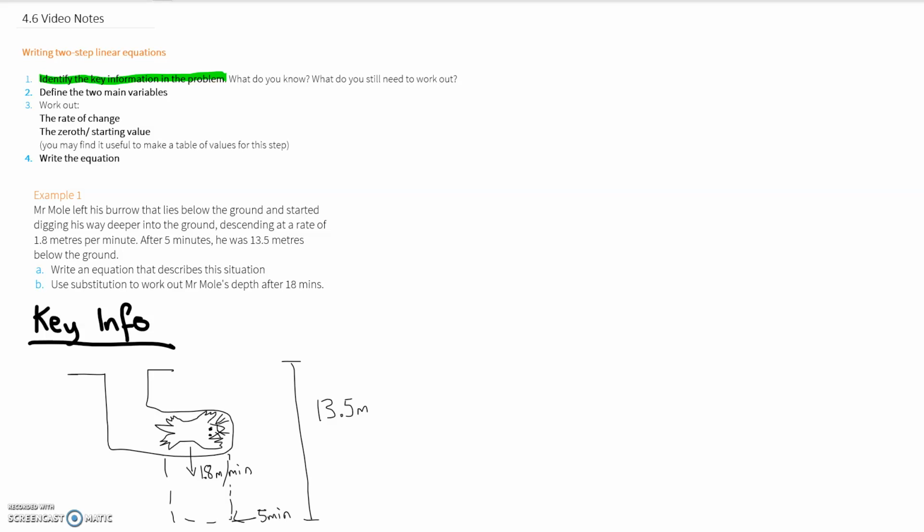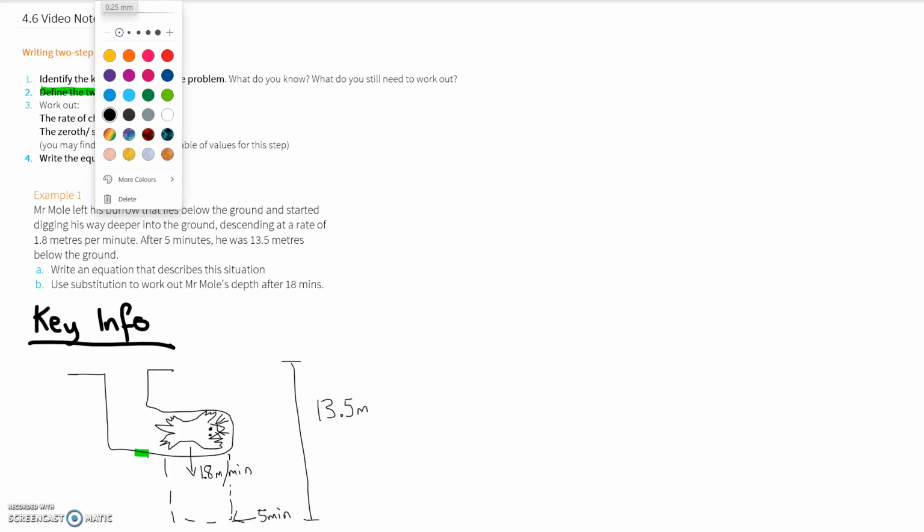Okay. Now, what do we know? We know all the stuff that I've drawn. What do we still need to work out? Well, we still need to know what depth he started at. We don't know this, right? And we don't really know how far he traveled either, but we're going to have a look at that in a second. And I'm going to try not to erase everything I've just drawn. It's going to have green on it. That's fine. Okay, so our next step is to define our 2 main variables. So what are the 2 things that change in this problem?